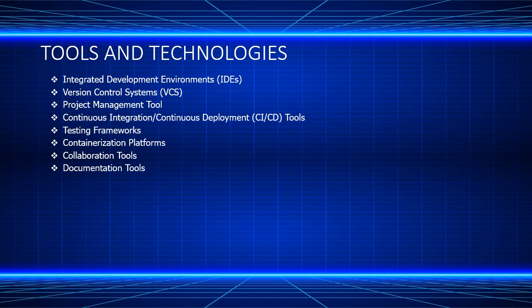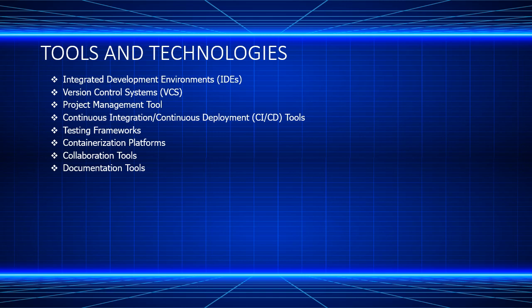Collaboration tools. Examples: Slack, Microsoft Teams, Zoom. Collaboration tools facilitate communication, file sharing, and real-time collaboration among team members, promoting transparency and productivity in distributed or remote teams. Documentation tools. Examples: Confluence, Markdown, Sphinx. Documentation tools assist teams in creating, organizing, and sharing project documentation, including requirements, design documents, and user manuals, ensuring clarity and accessibility throughout the development lifecycle.